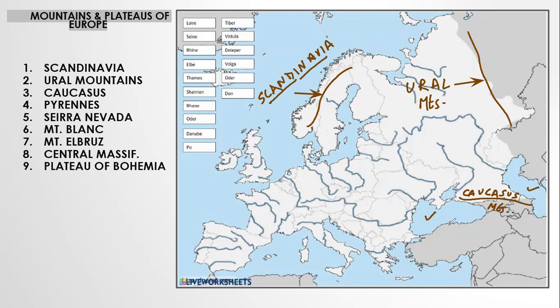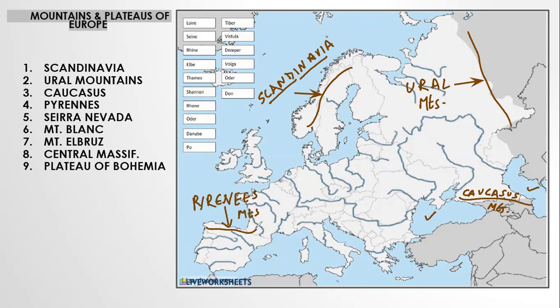Then we have the next one, that is the Pyrenees. The Pyrenees are in the Portugal and Spain area. Along this boundary, these are the Pyrenees. Again, I'm going to mark the arrow. Pyrenees Mountains.